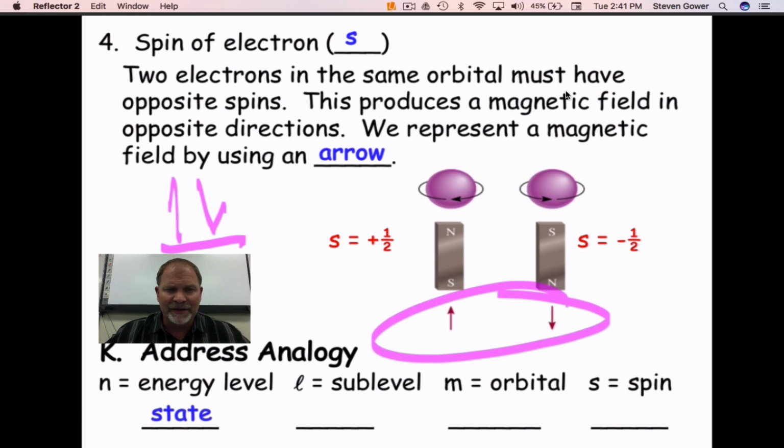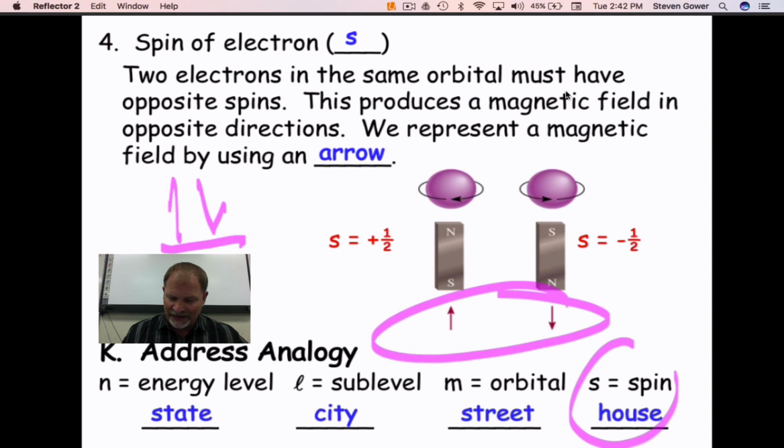For example, it's like you live in the US, well, whereabouts? Well, the energy levels tell us we live in the state of California. The sublevel tells us what city we live in, Fullerton. The orbital gets more specific in what street in Fullerton, Dorothy Lane. And then the spin tells us the house number is 2200 East Dorothy Lane. So that's where we are at Troy. But again, that's specific. Now we know what's in the house.